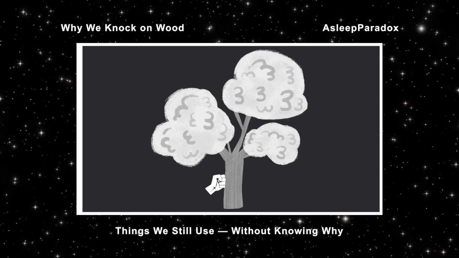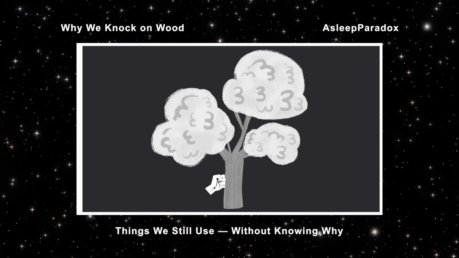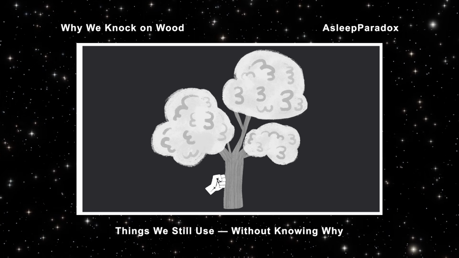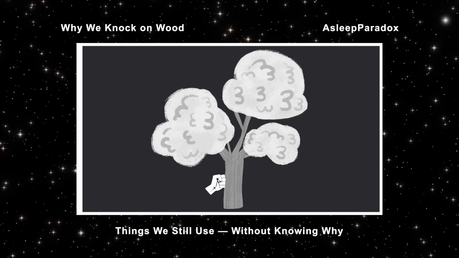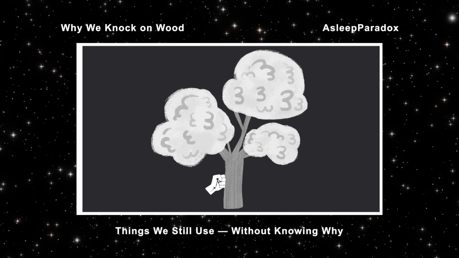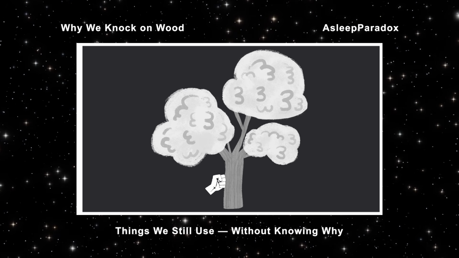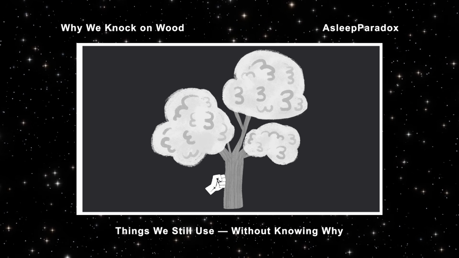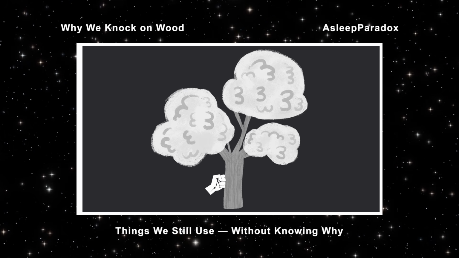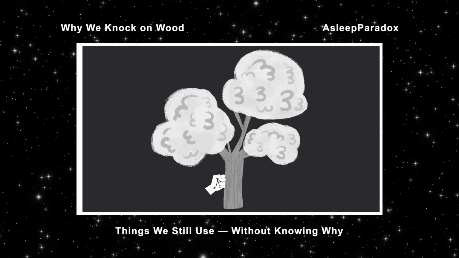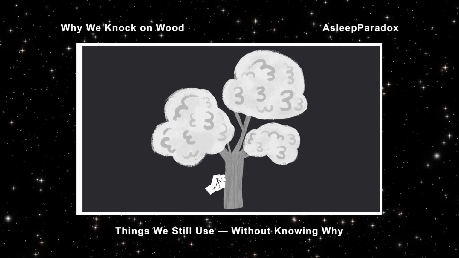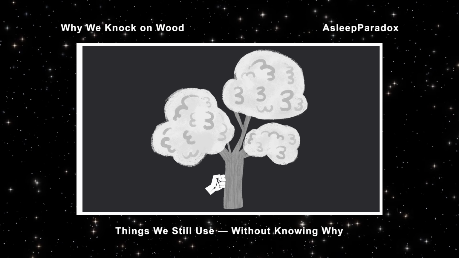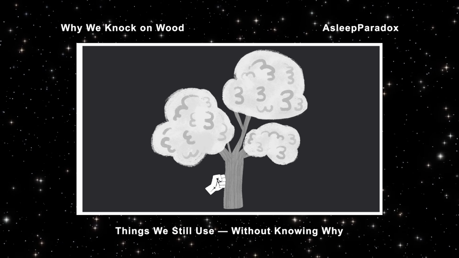Psychologically, the habit still serves a purpose today. Humans dislike uncertainty. Even in modern societies that rely on science and logic, we still feel uncomfortable admitting that we can't control everything. Knocking on wood gives a tiny illusion of control. It reduces anxiety in situations where outcomes are uncertain. It's similar to other everyday superstitions. Crossing fingers, avoiding walking under ladders, or carrying a lucky object.